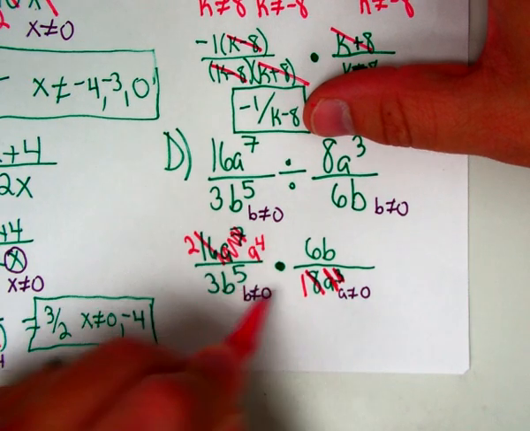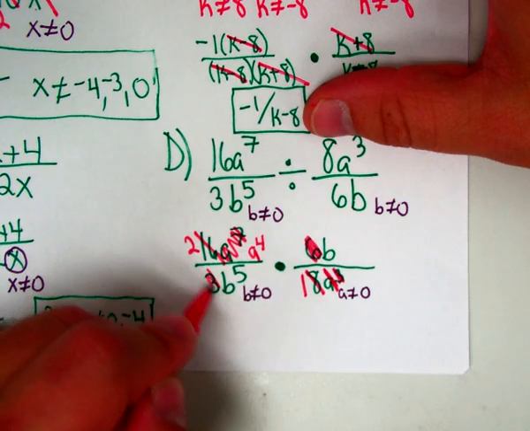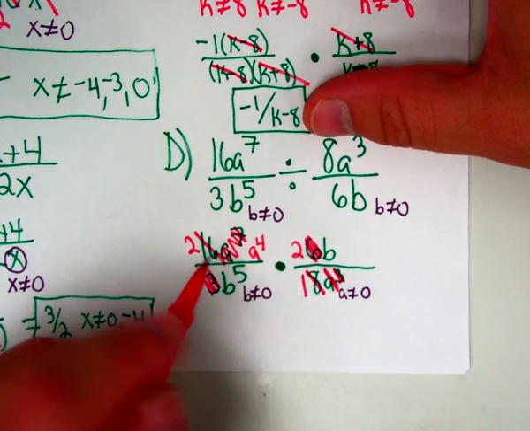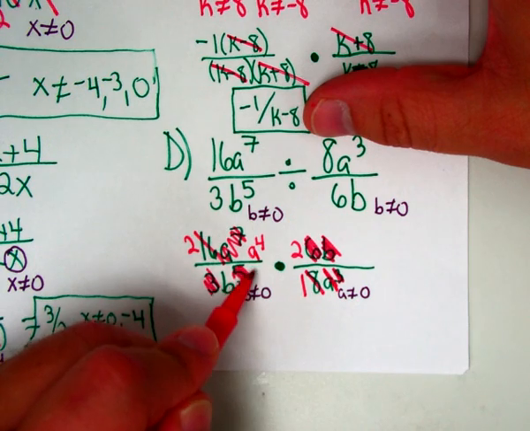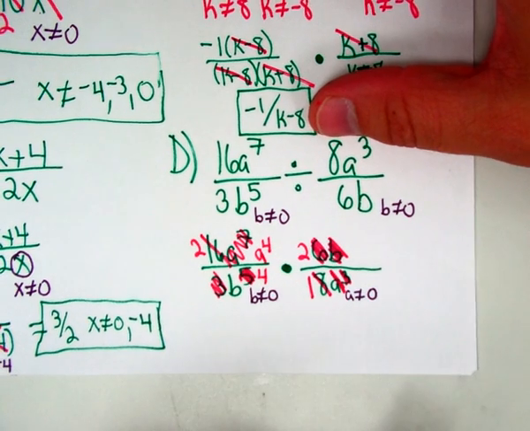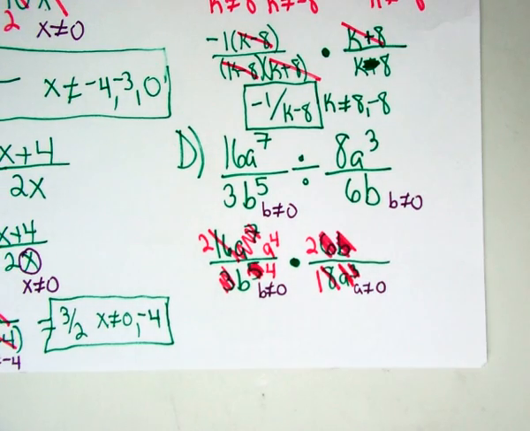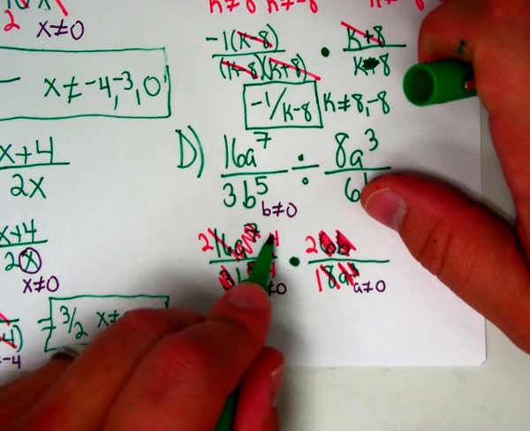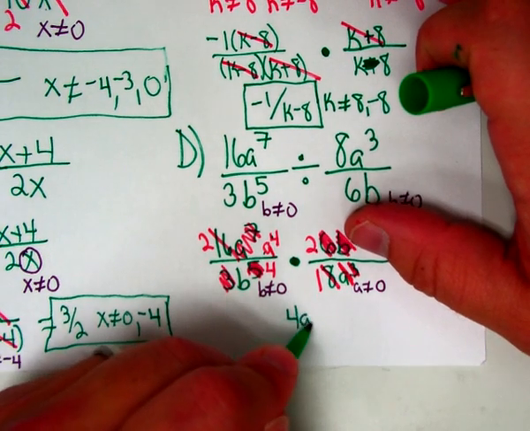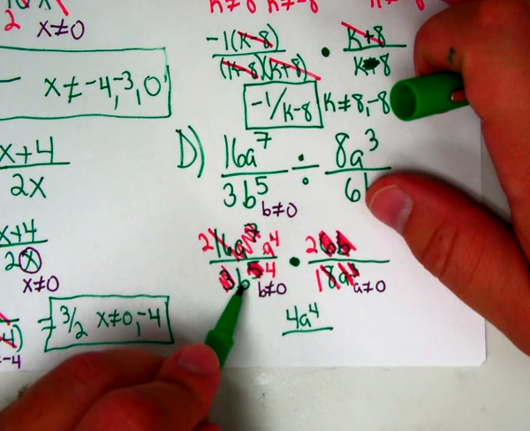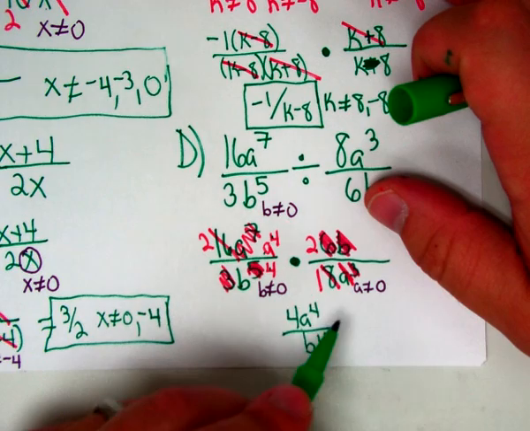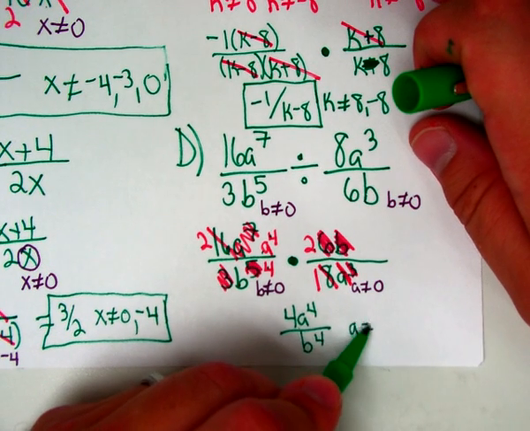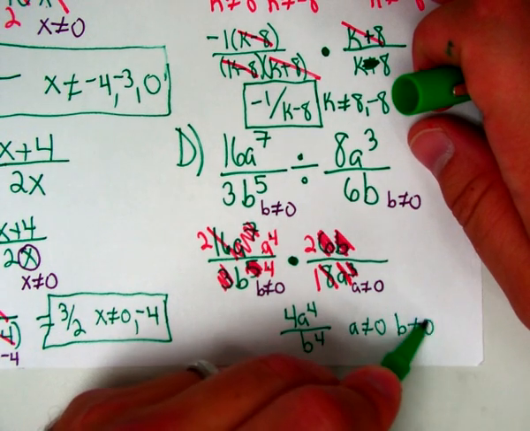6 and 3 will reduce, leaving me with just a 2 on the top. And B to the 5th, I can get rid of one of the B's, and we're going to have 4 remaining of the B's on the bottom. It's messy. Hopefully you can still see it, but what are we left with? 2a to the 4th times 2 is 4a to the 4th. On the bottom we have b to the 4th, and that is it. And don't forget our domain restrictions. A cannot equal 0, b cannot equal 0. There's our final answer.